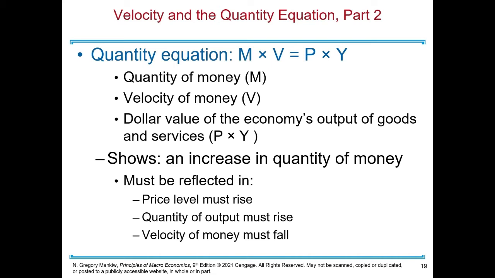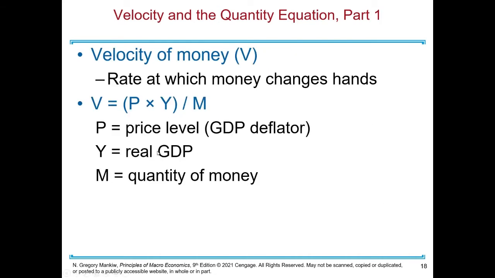So from before, here you can see V is equal to P times Y over M, which is the price times the output, the total amount of money spent, and that's going to be divided by the money supply. It's going to be equal to how fast money changes hands.